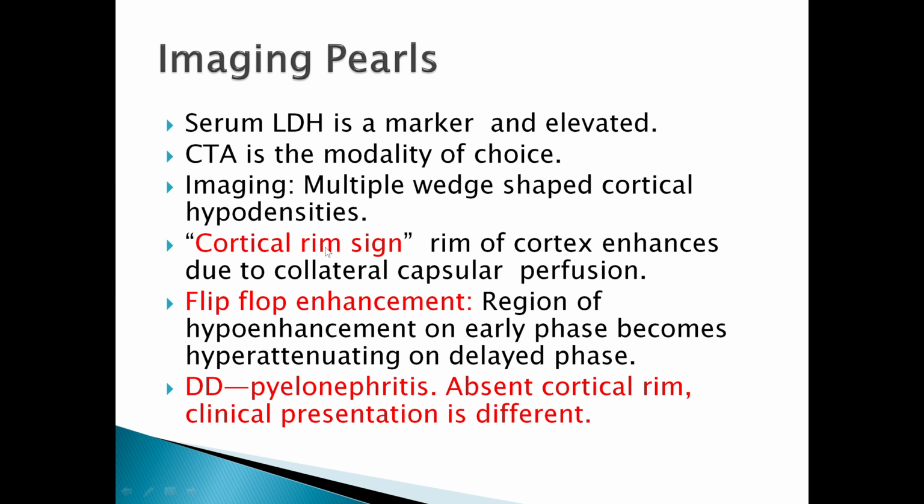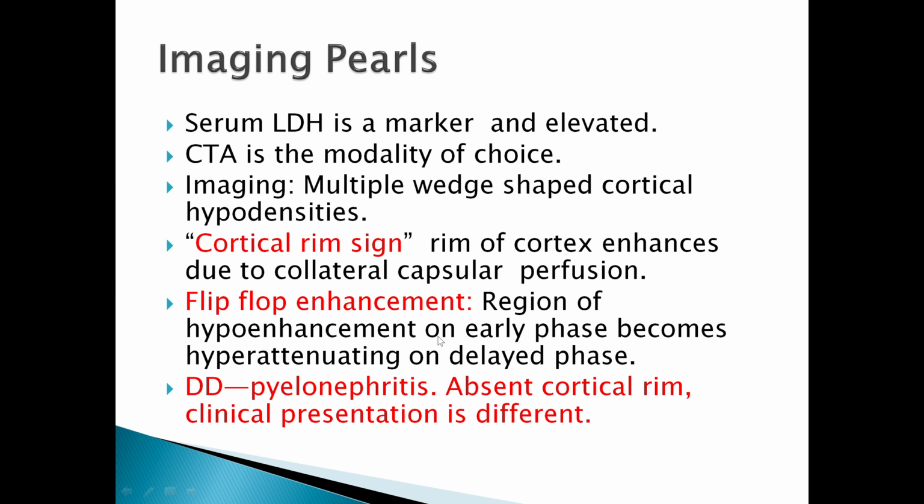And there is one sign which is known as cortical rim sign, commonly seen in renal infarction. So what happens is the rim of the cortex enhances due to the collateral capsular perfusion. And the other finding which we can see is flip-flop enhancement, in which the region of hypoenhancement on early phase becomes hyperattenuating on delayed phase.